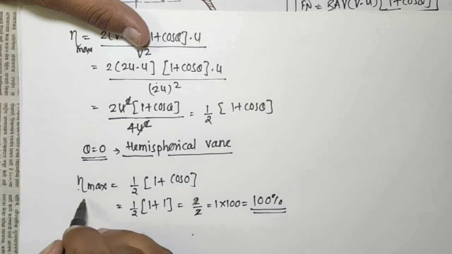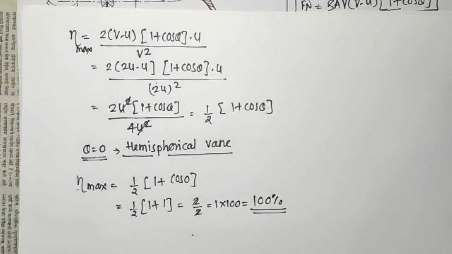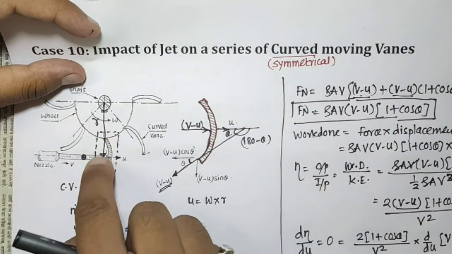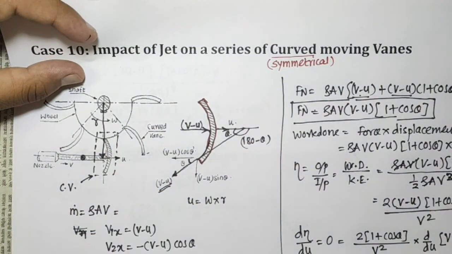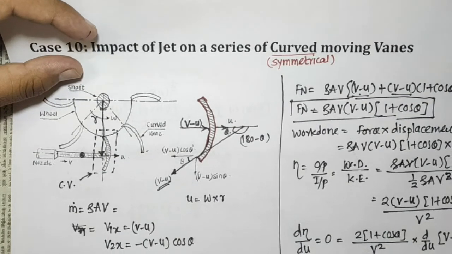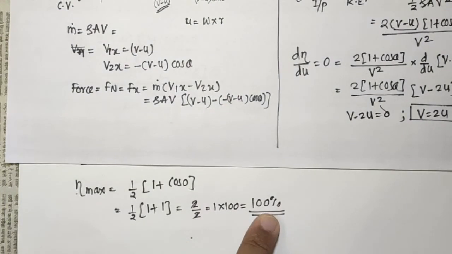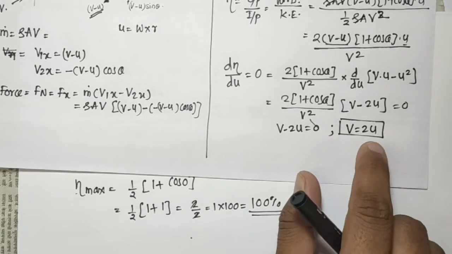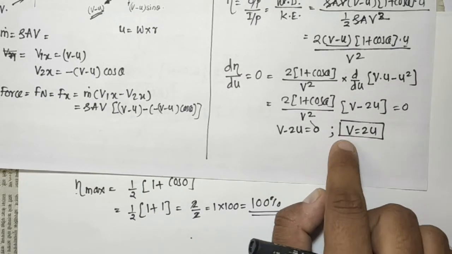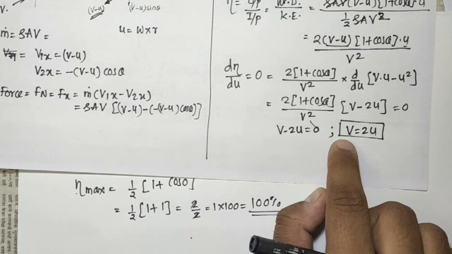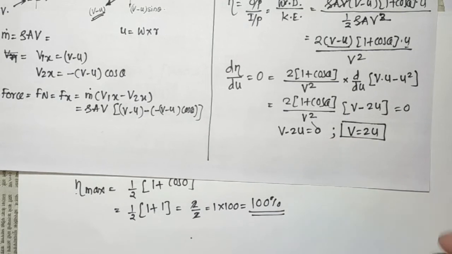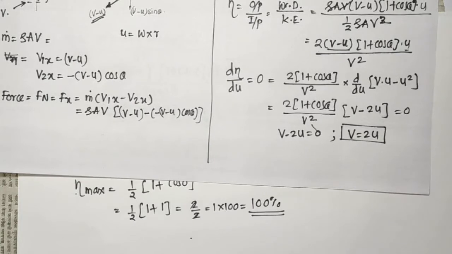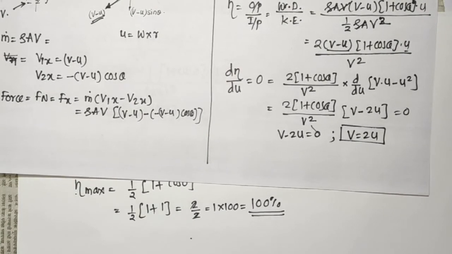Means what? If we have a hemispherical vane or a series of hemispherical vanes, it gives us 100% efficiency if we follow this condition for maximum efficiency. Means what? The vane velocity should be half of the velocity of the jet. It should not be more than the velocity of the jet, and it should not be less than that.